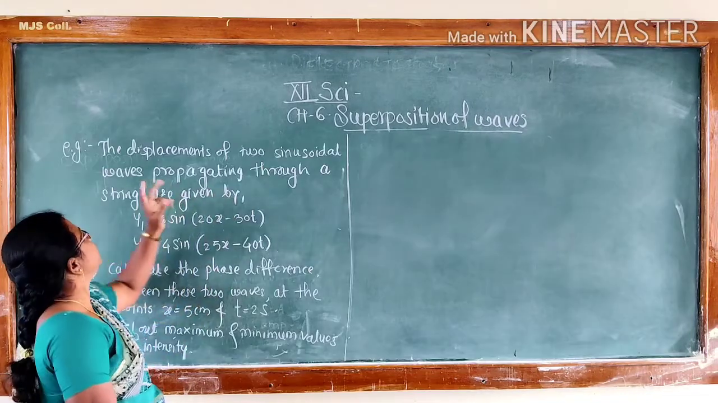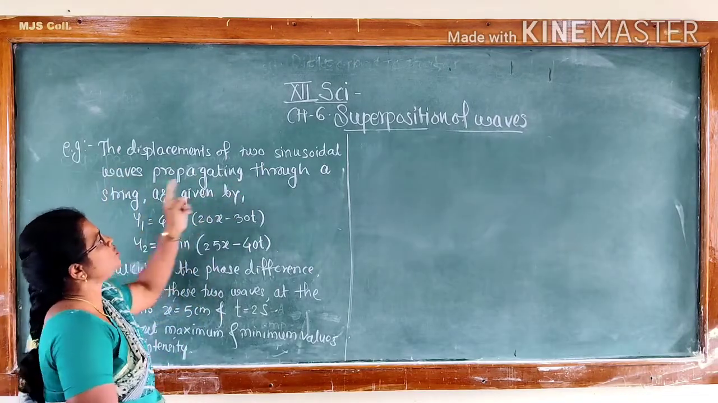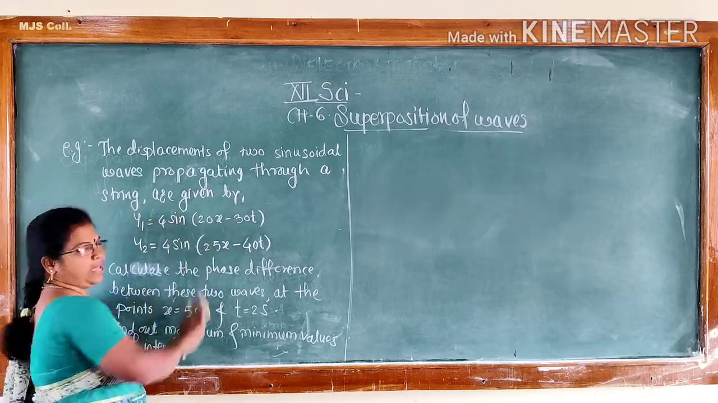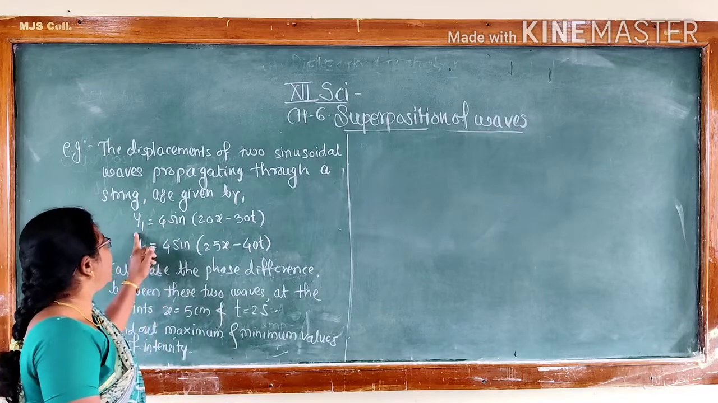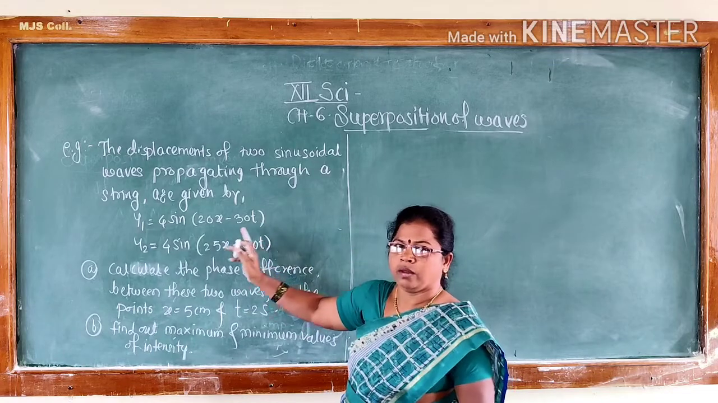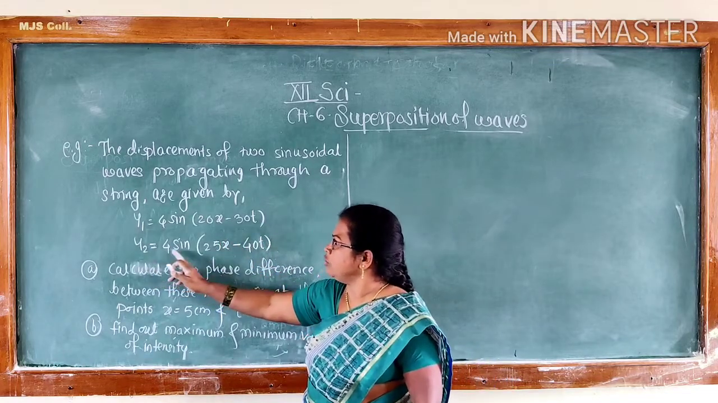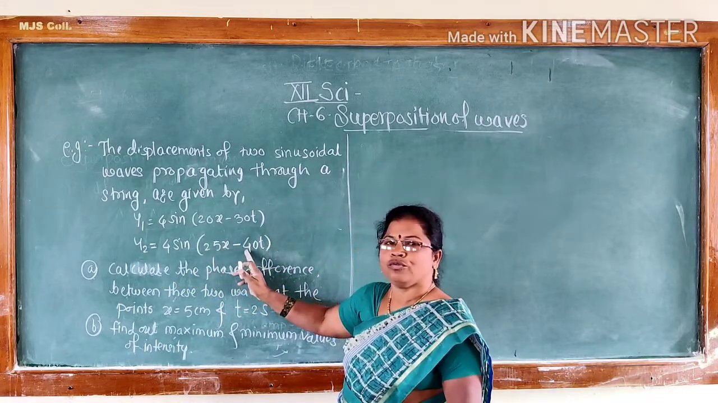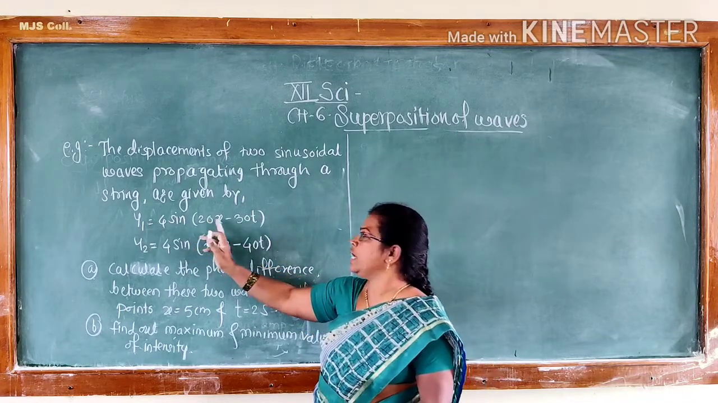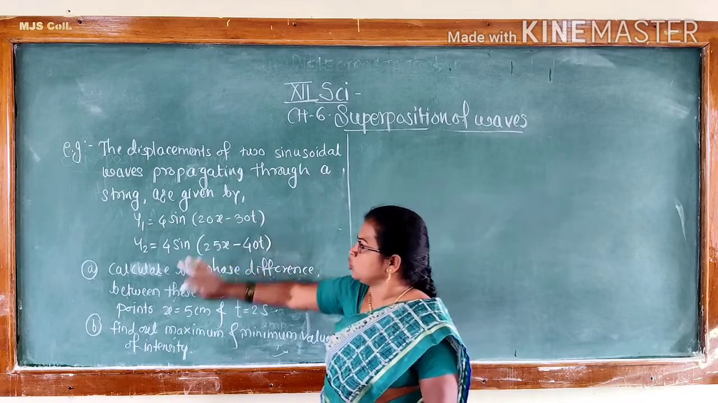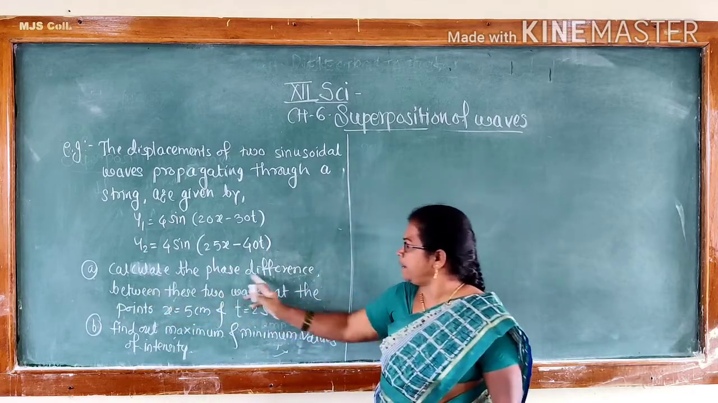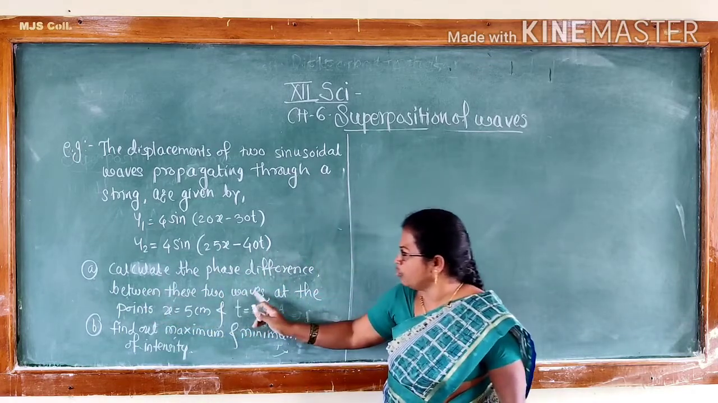Okay. Consider the example. The displacements of two sinusoidal waves propagating through a string are given by Y1 equal to 4 sine of 20x minus 30t, and Y2 equal to 4 sine of 25x minus 40t, the form sine of kx minus omega t. Calculate the phase difference between these two waves.